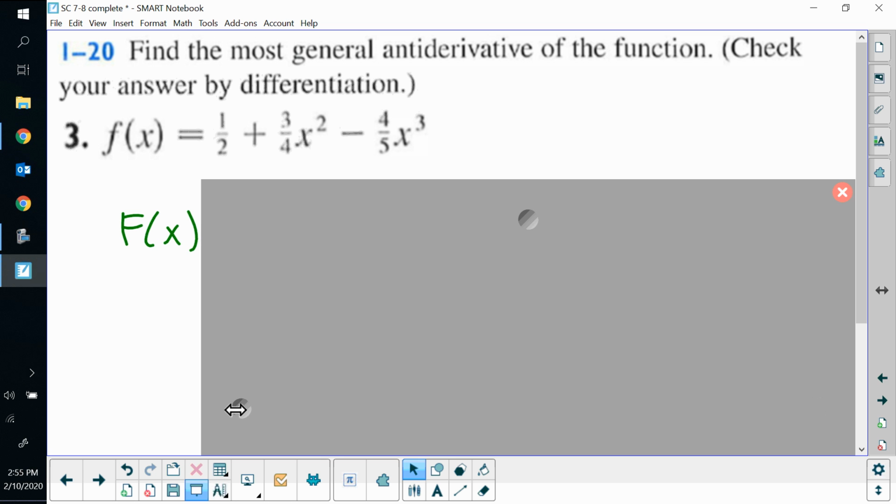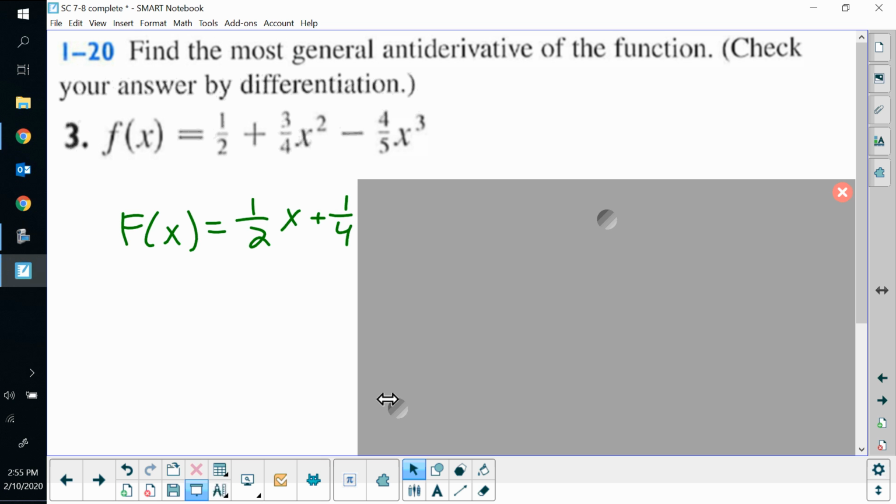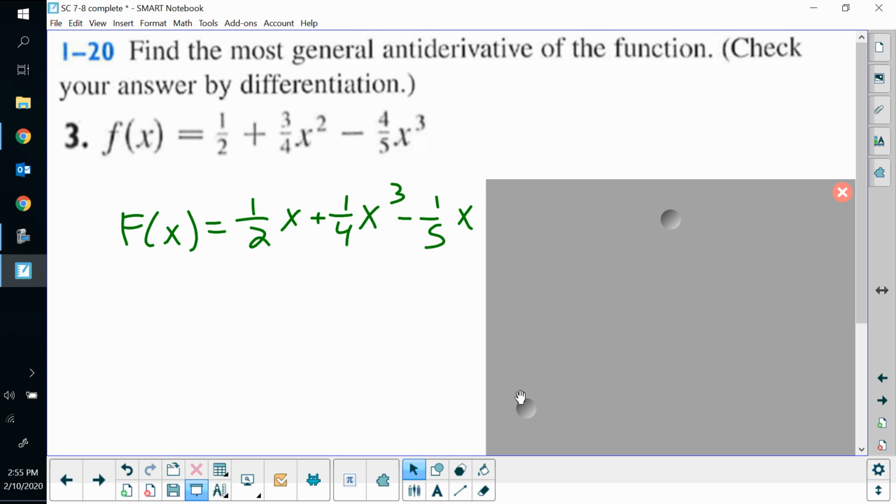So we should have capital F of x. A constant in a half, its antiderivative should be linear, so 1/2 x. X squared's new exponent should be x to the third, and when you divide out front by 3, that's the same as multiplying by its reciprocal, which is 1/3. 3/4 times 1/3 will give you 3/12, which reduces to 1/4. X cubed's new exponent will be x to the fourth. Divide out front by 4, which is the same as multiplying by 1/4, which will eventually give us -1/5.